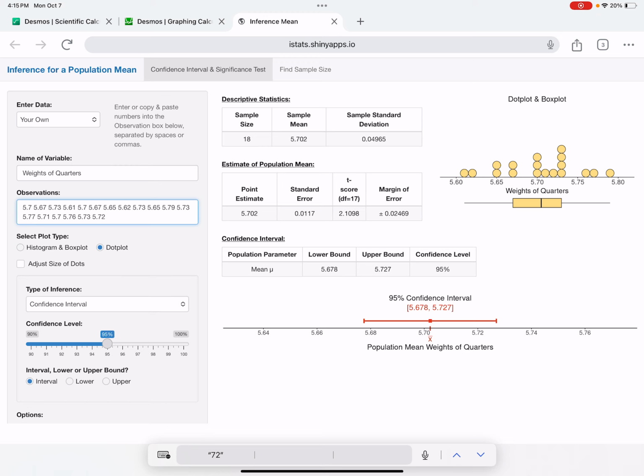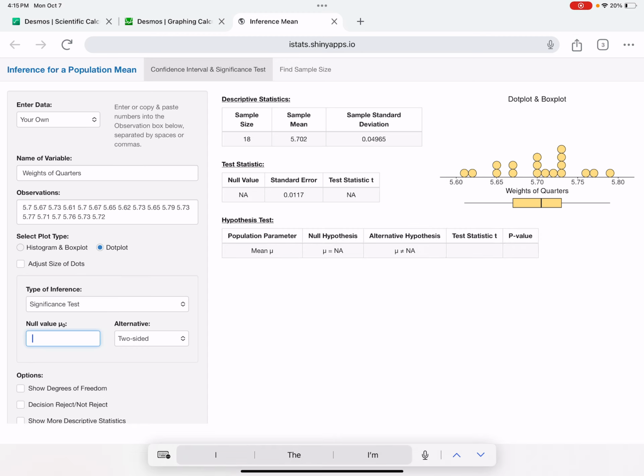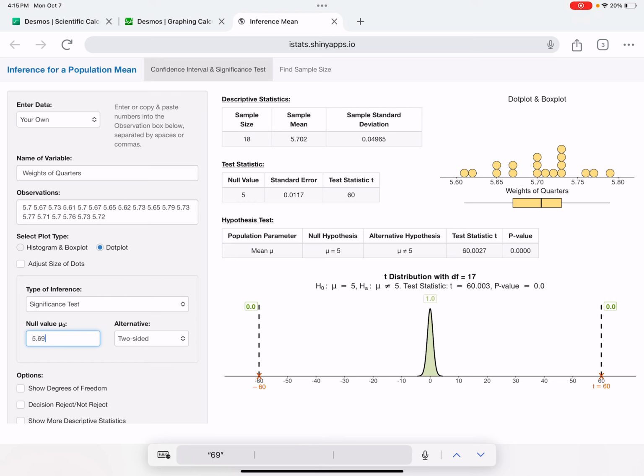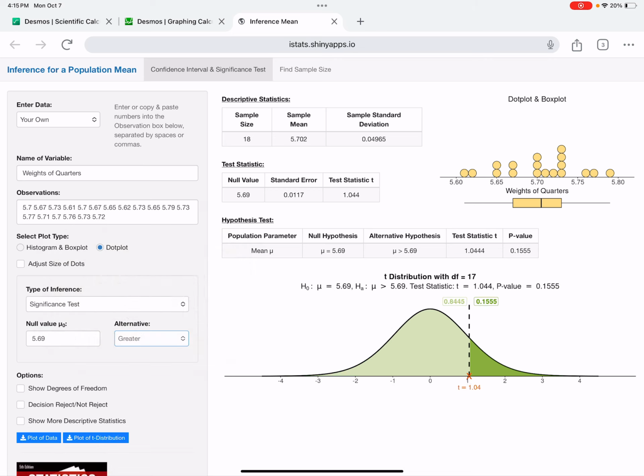And then under type of inference, you're going to say significance test, of course. Our null hypothesis is that mu equals 5.69. And the alternative is that this is greater. Okay. So this time you can see that we got a t-score that was pretty close to 0, right? The corresponding probability is like 15%, right? That's our p-value here. You can also see it makes a nice little box plot and a dot plot and stuff. So those are kind of fun.